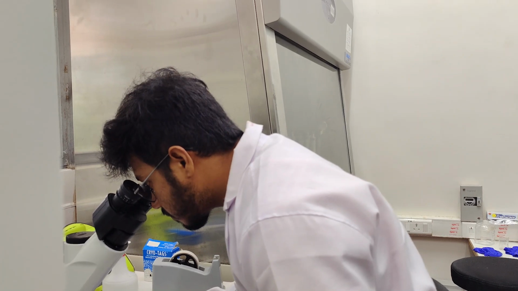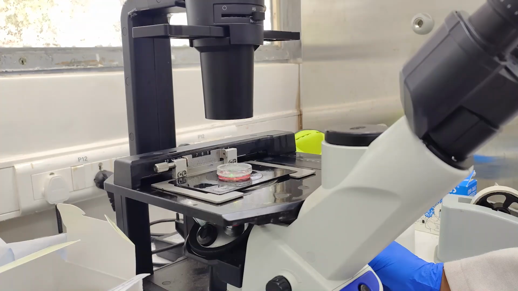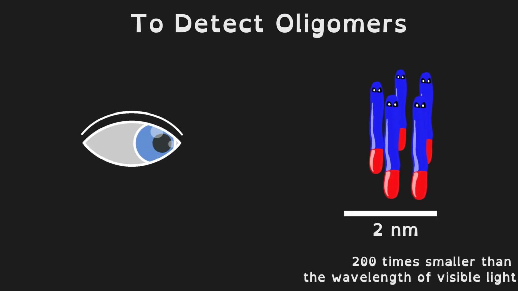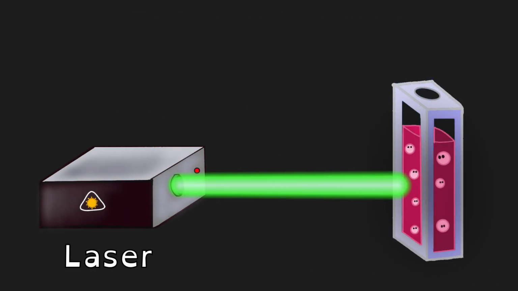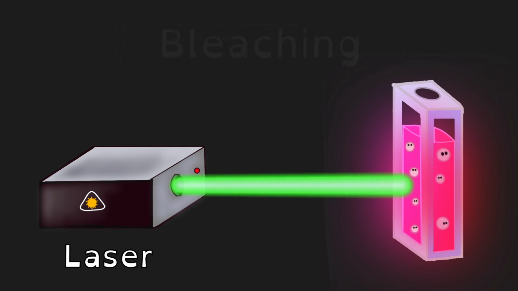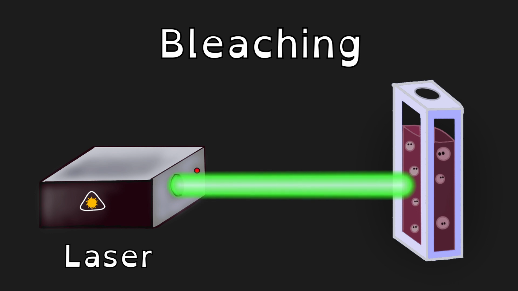For looking at small objects like cells, we can take help of light microscopy. But if we want to detect even smaller objects like the oligomers, we have to take help from something known as fluorescence. But exactly there is the problem. Fluorescent molecules undergo bleaching when continuously exposed to light. But this is exactly what we have used to our advantage.